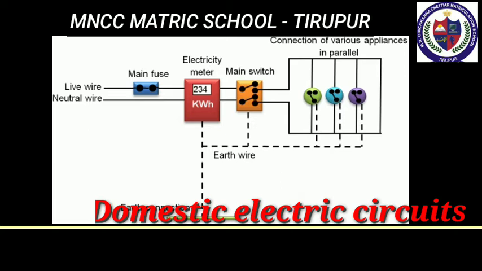In practice, a larger unit of electrical energy is needed. This larger unit is kilowatt hour. 1 kilowatt hour is equal to 1000 watt hour. That means 3.6 into 10 power 6 joule. The electricity produced in power stations is distributed to all the domestic and industrial consumers through overhead and underground cables. The diagram which shows the general scheme of domestic electric circuit is given in this picture.